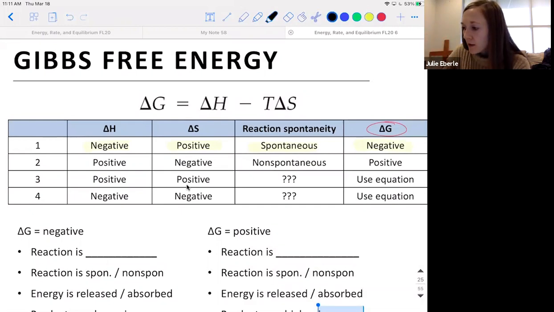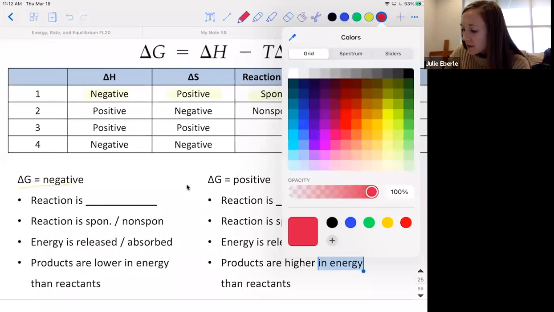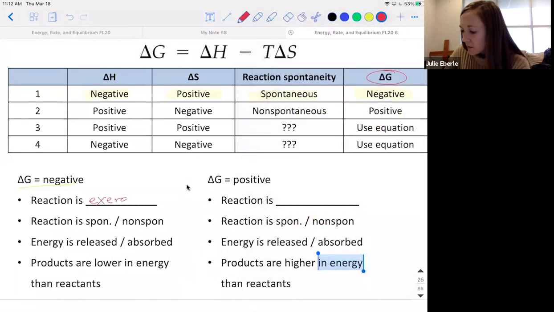We actually have a word for this. A negative delta G is known as an exergonic reaction. So it sounds very similar to exothermic, right? But don't get those two things confused. Remember, exothermic is talking about a negative delta H. Exergonic is your negative delta G.